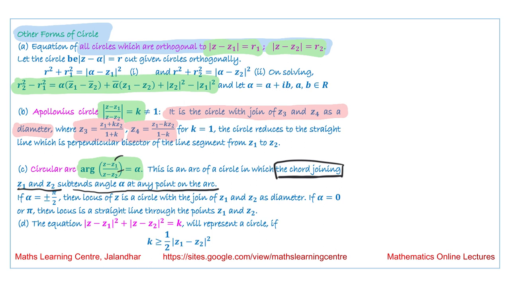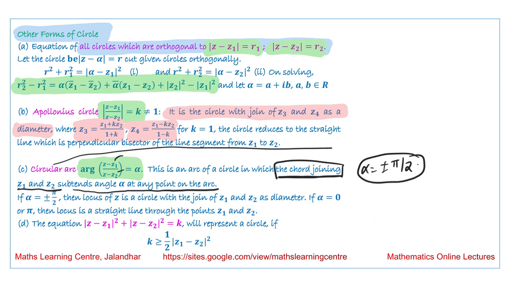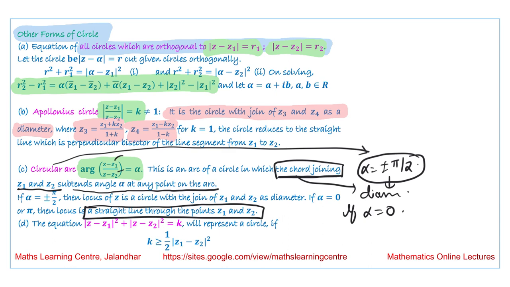If alpha is equal to plus minus pi by 2, then the circular arc will become a semicircle, and the line joining the endpoints of the chord will, in this case, be the diameter. And if alpha is equal to 0, then we are talking about the straight line passing through the points z1 and z2.